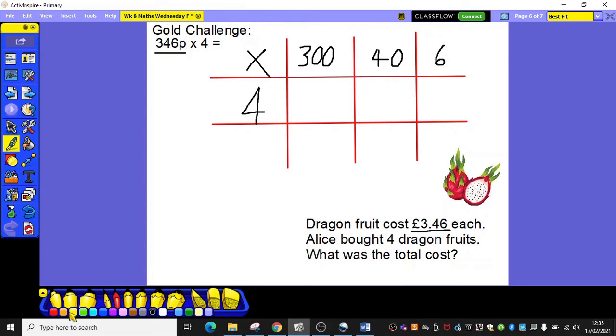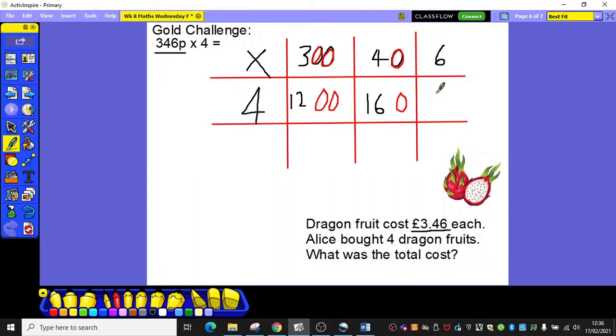Very similar to yesterday. If I've got 2 zeros in my question, then I can put 2 zeros into my box. 4 lots of 3 is 12. So 4 lots of 300 is 1,200. If I'm going to be doing 4 lots of 40, I've got 1 zero, so I'm going to put 1 zero in the box. 4 multiplied by 4 is 16. So 4 lots of 40 is 160. And then 4 times 6 is 24.